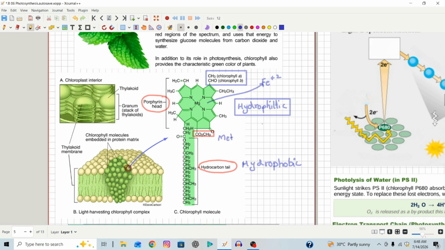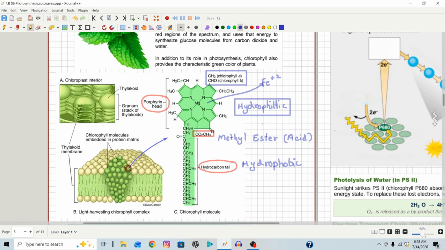So it is the methyl ester chain. The methyl ester chain is actually a small chain, it is acidic in nature, and it is not so important. The important chain is actually the hydrocarbon chain. The hydrocarbon chain contains 20 carbon atoms, so the formula is C20H39. The hydrocarbon tail is embedded inside the thylakoid membrane. That is why it's very important.